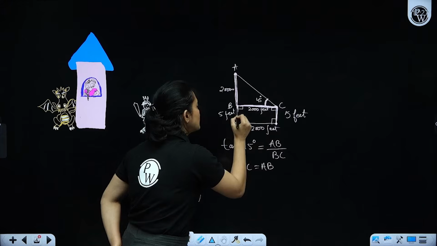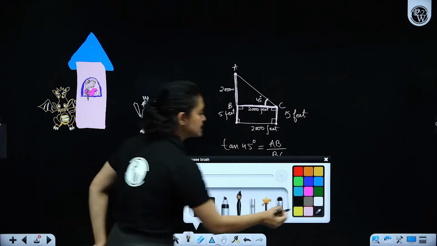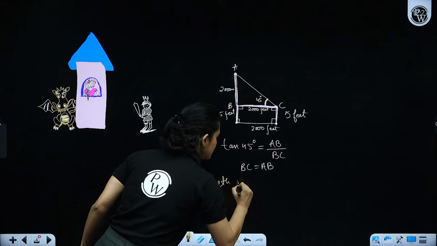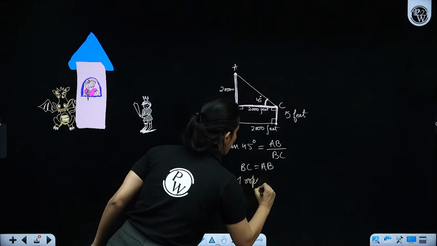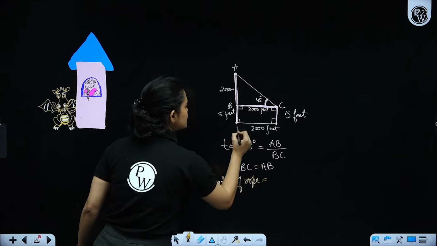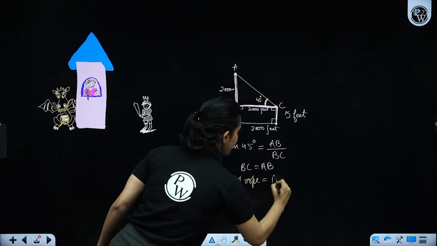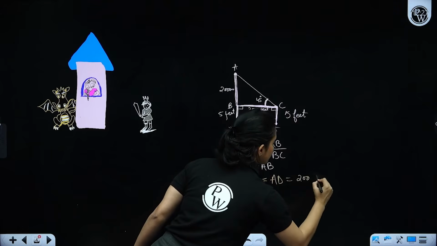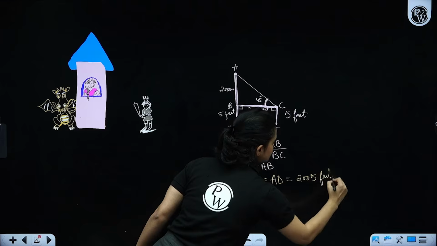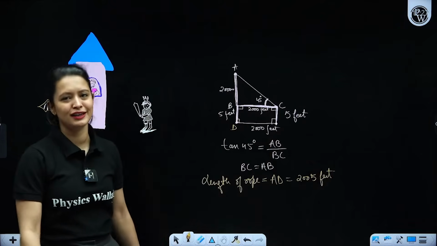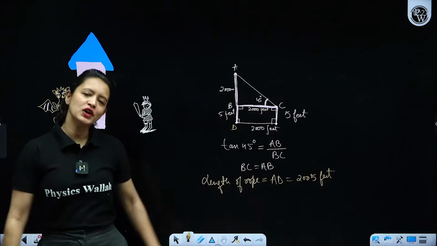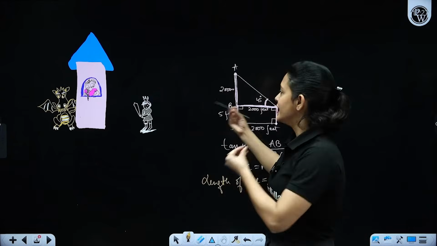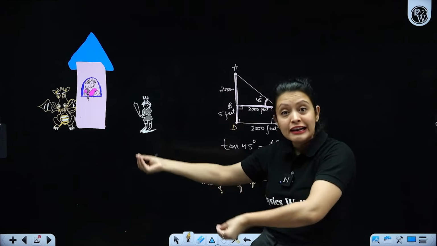So what's the total length of rope that he requires? The length of rope would be equal to, let's just suppose that this is D, so AD, which would be equal to 2000 plus 5. So 2005 feet. This is the amount of rope that he requires. Okay? So here, guys, using trigonometry, we solved a very important problem, right?